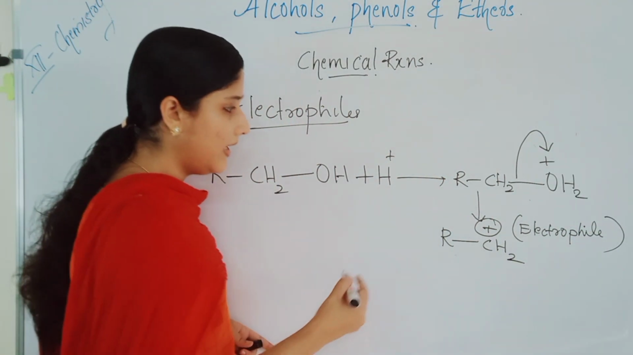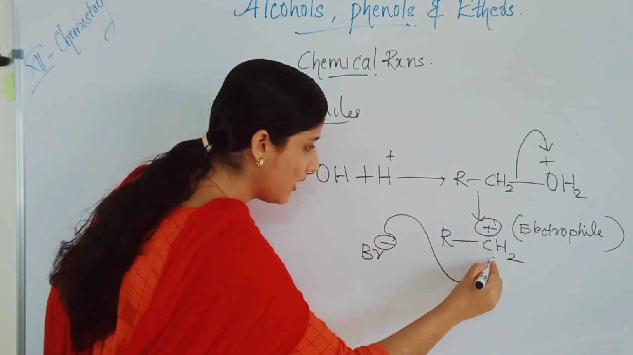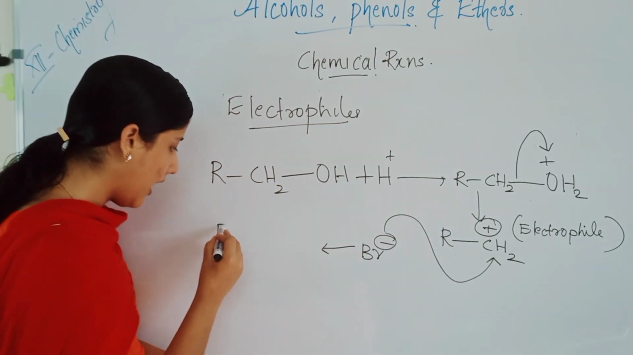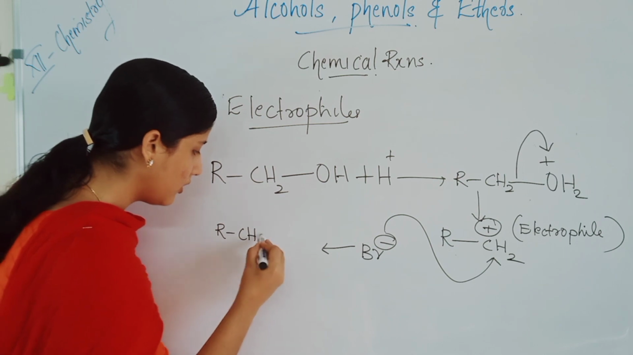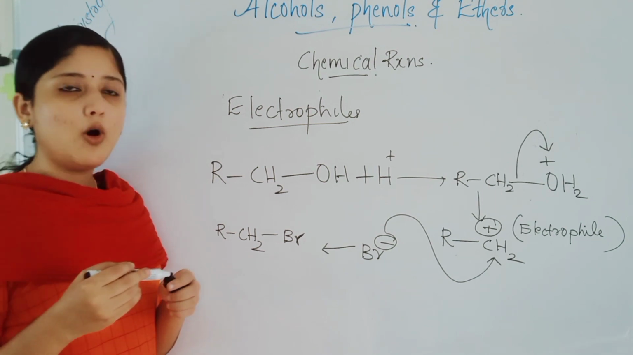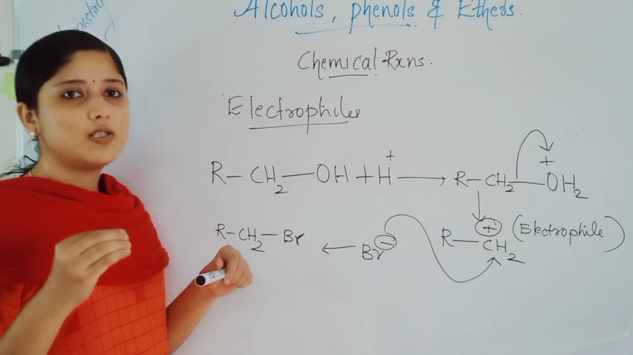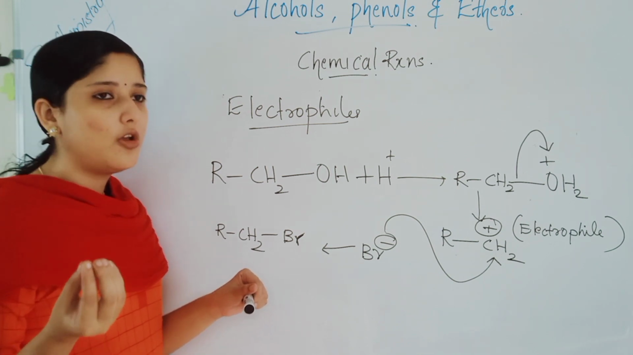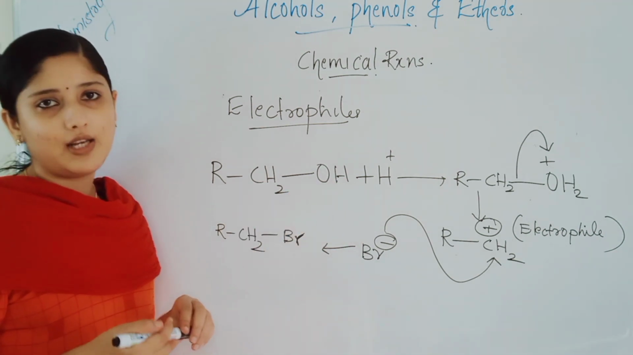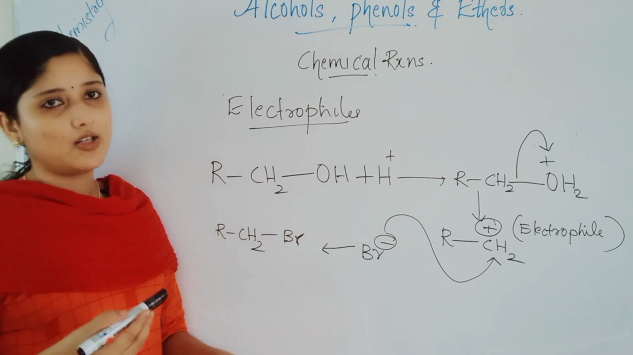How? When bromine comes, Br minus is a nucleophile, isn't it? This Br minus will attack this electrophile, and you will get RCH2Br. This is how protonated alcohols act as electrophiles. So the oxygen on the alcohol can act as a nucleophile, and protonated alcohols can act as electrophiles. In these two ways, alcohols can take part in chemical reactions.